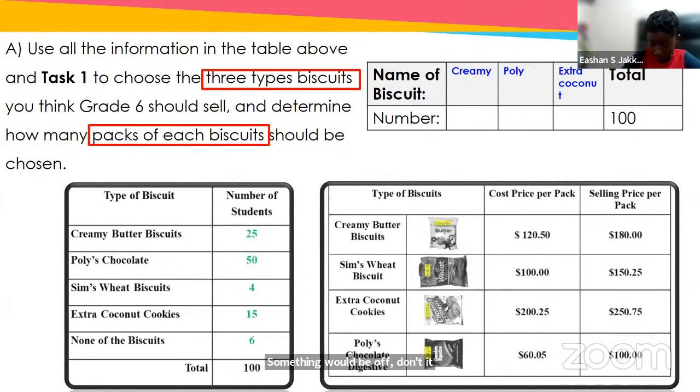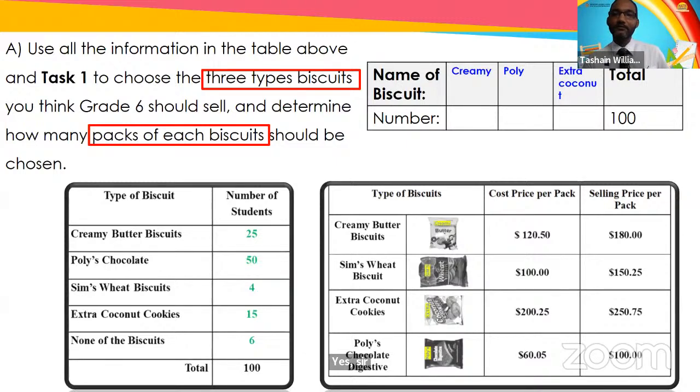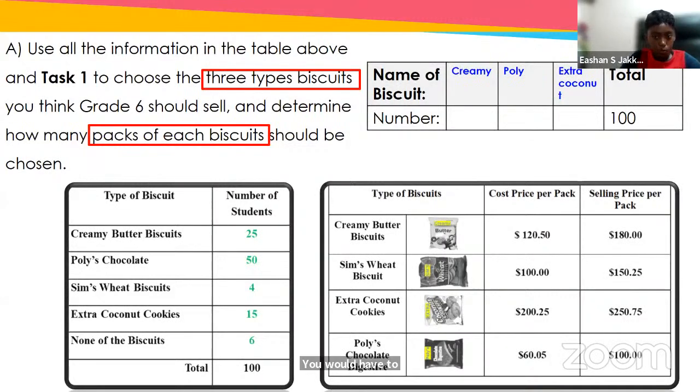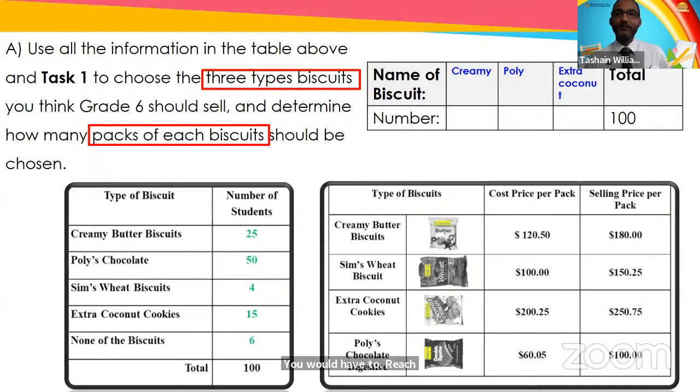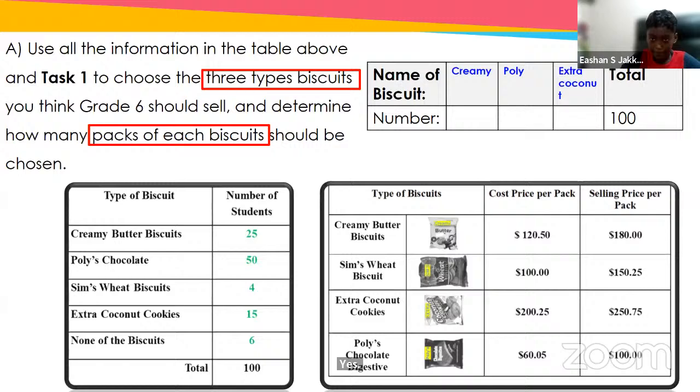Yes, sir. What if I add up these numbers that you're going to give me and they're less than 100? You would have to revisit the numbers, right? And find the best possible combination again that will make 100. All right. Awesome.